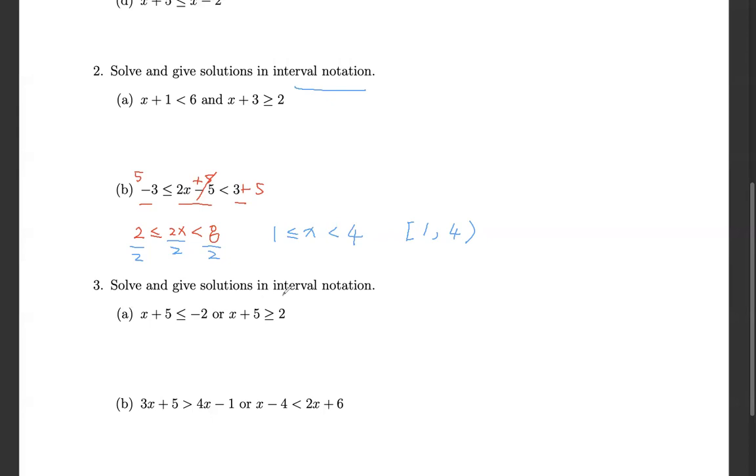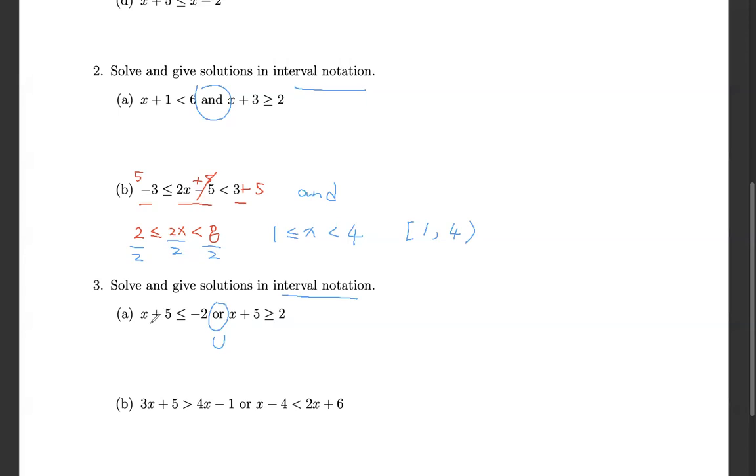Let's see 3. Also, we need to represent the interval notation, but this time it is or. Before was and. And this also means and. When we write them together, it also means and. Now we want to do or. Remember, or is a union. Okay? Or is a union. As long as the solution satisfies one of them, we just combine all the solutions.